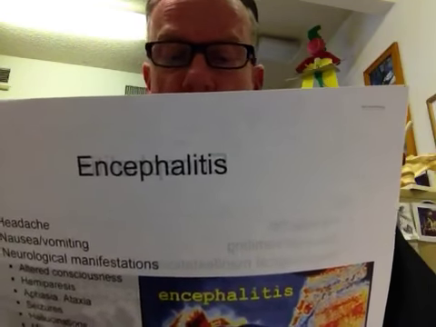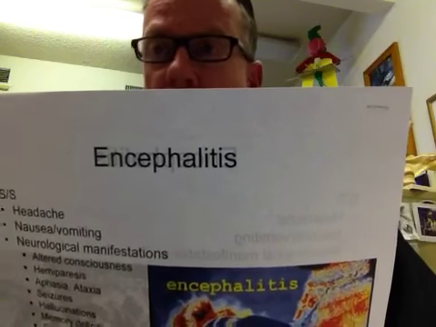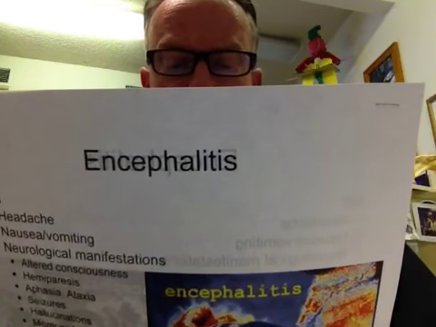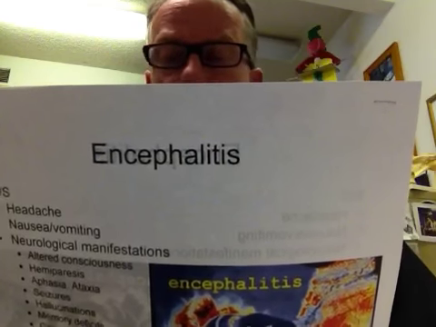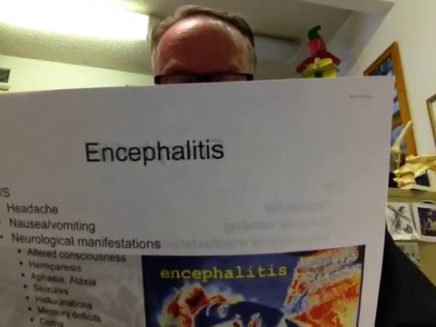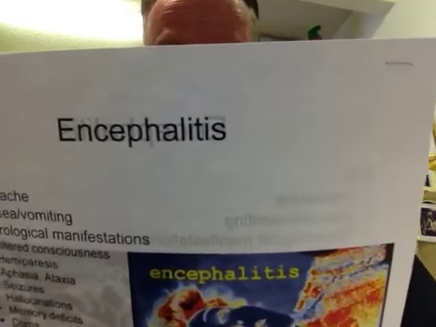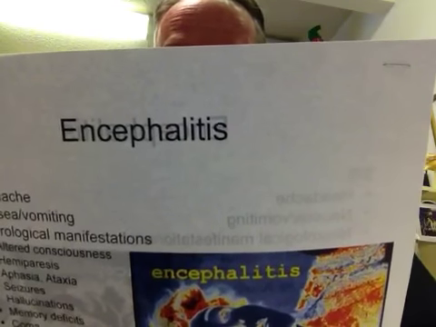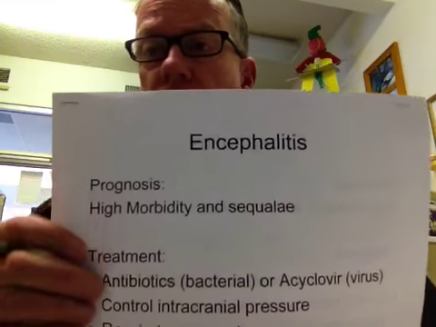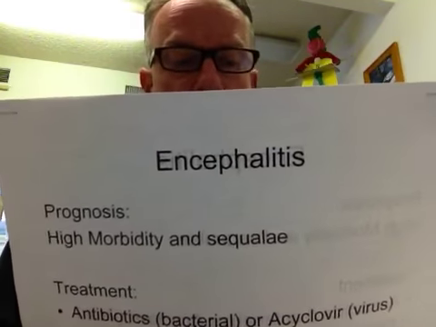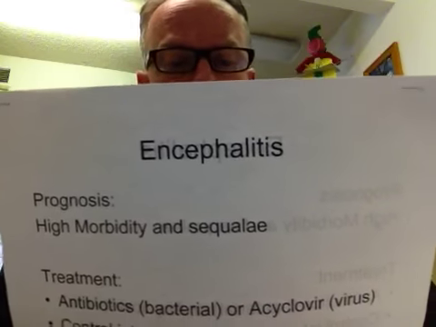So hemiparesis means paralysis on half of the body. Aphasia means they don't speak. Ataxia means they don't have coordinated or meaningful movement. Seizures, hallucinations, memory deficits, coma, abnormal electroencephalogram, and positive spinal tap. When their cerebrospinal fluid is assessed, it'll demonstrate bacteria or virus.